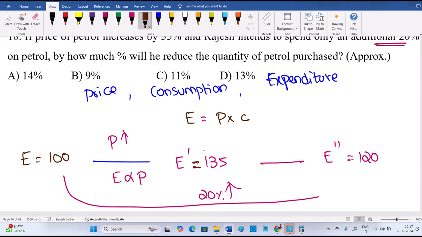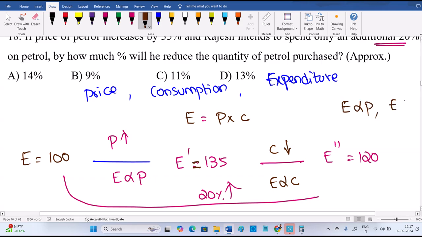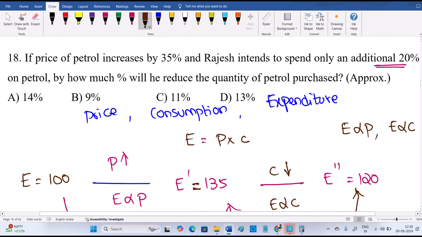So now, how can I decrease the expense? Expenditure is directly proportional to consumption. So if consumption decreases, expenses will decrease. Initially price increases, expenses increase. But why 120, sir? I can afford only an additional 20%. I have just 20 rupees extra. I don't have much. If I want 1 liter, previously 100, now 135, I don't get 1 liter now. As I have only 120, I'll get less. That's the reduction in quantity. Previously 1 liter, now I don't get 1 liter.